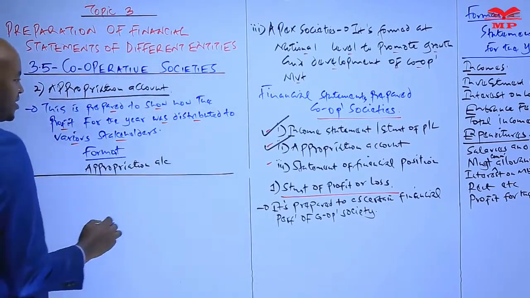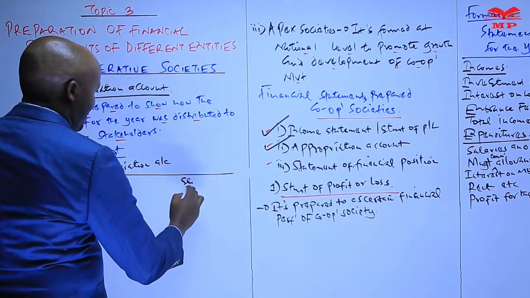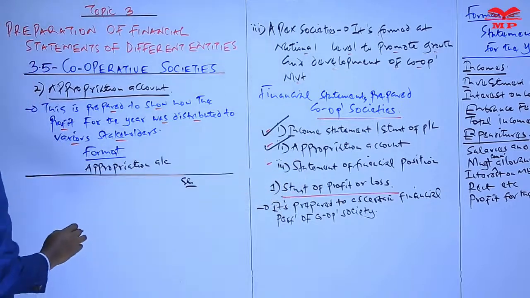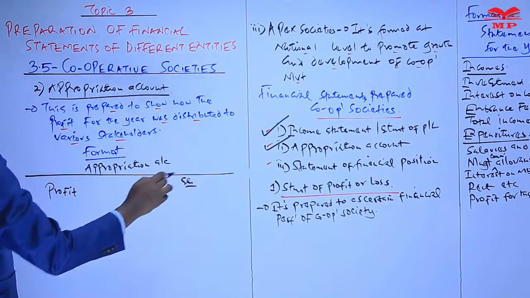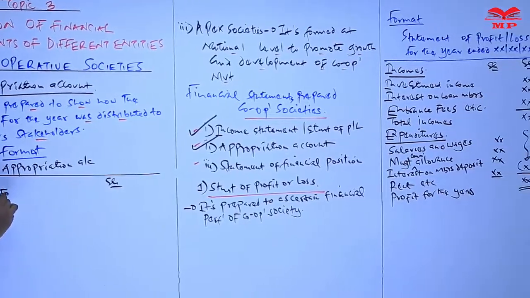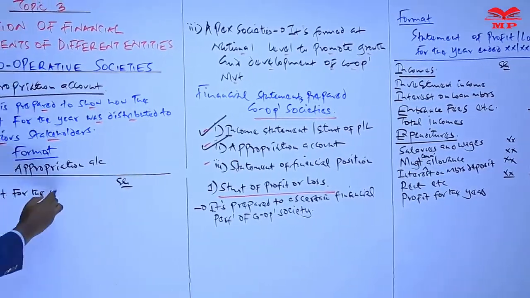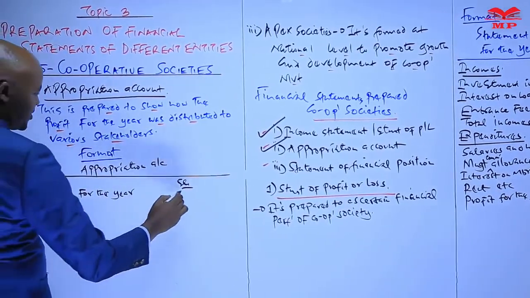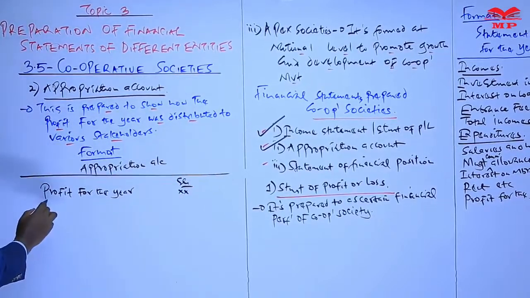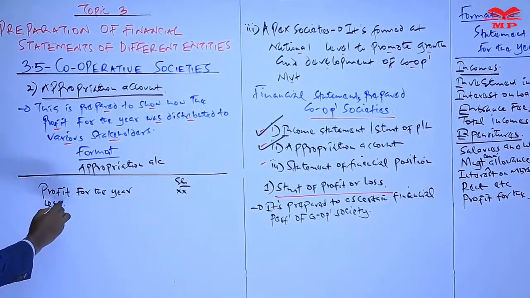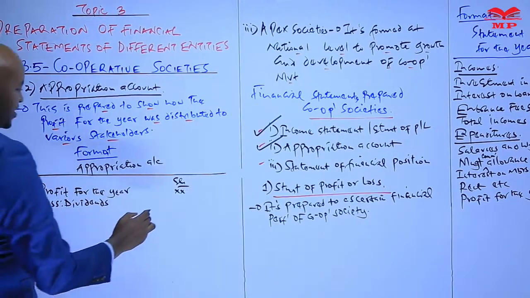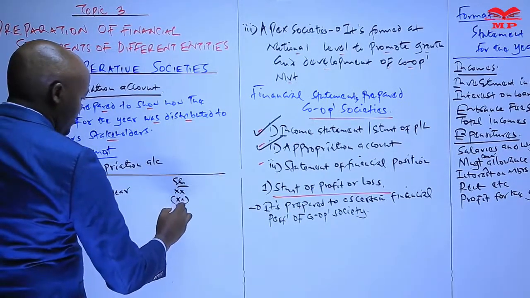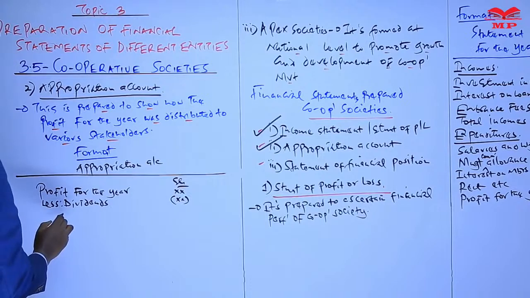Yes, so in preparing the appropriation account here, we always start with the profit for the year, which was determined after preparing the income statement. Profit for the year, that's what we start with always. And then to this, we proceed and we less dividends which were paid. So if there are some dividends which were paid, we deduct those dividends here.